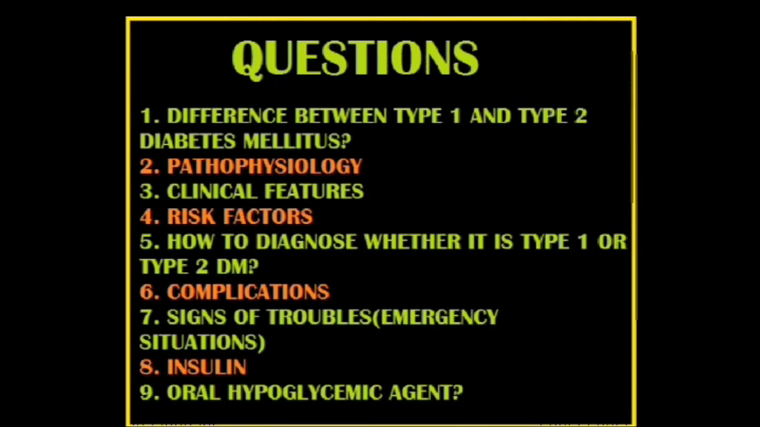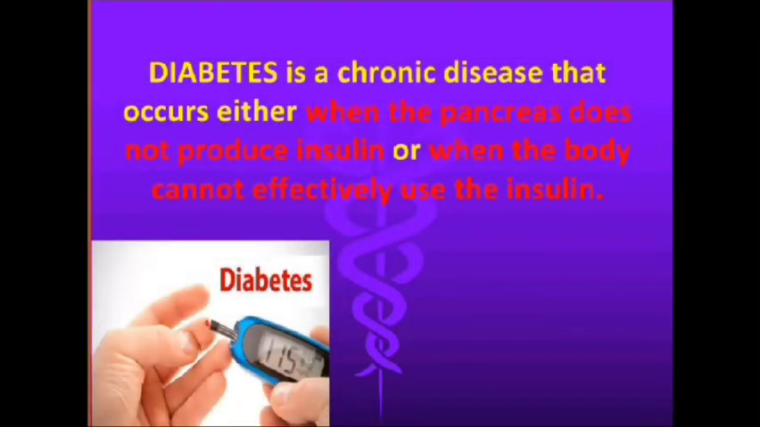So, let's start with what diabetes mellitus means. In diabetes, there are two common conditions seen. First, when pancreas does not produce insulin at all, or insulin is produced but body cannot effectively use the insulin.